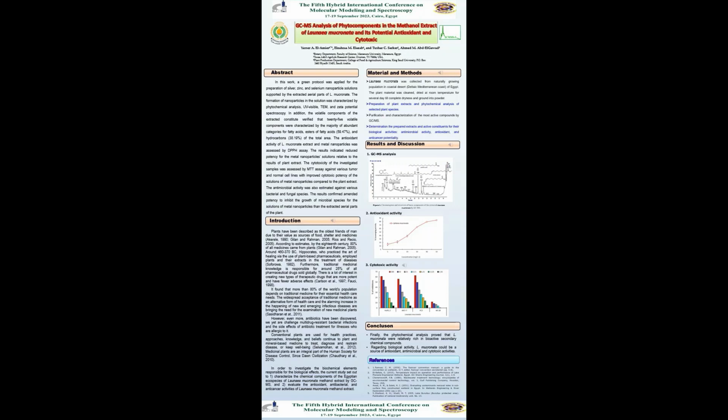Material and methods. 1. Launaea mucronata was collected from a naturally growing population in the coastal desert, deltaic Mediterranean coast, of Egypt. The plant material was cleaned, dried at room temperature for several days till complete dryness and ground into powder. 2. Preparation of plant extracts and phytochemical analysis of selected plant species. 3. Purification and characterization of the most active compounds by GC-MS. 4. Determination of the prepared extracts and active constituents for their biological activities: antimicrobial activity, antioxidant, and anti-cancer potentiality.